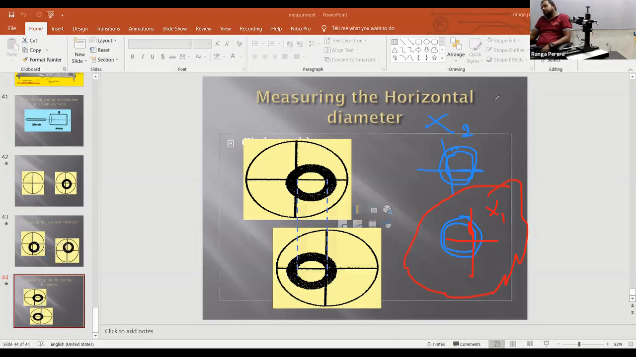Leave a line and write: the mean value of the vertical and horizontal internal diameters gives the average internal diameter of the capillary tube.